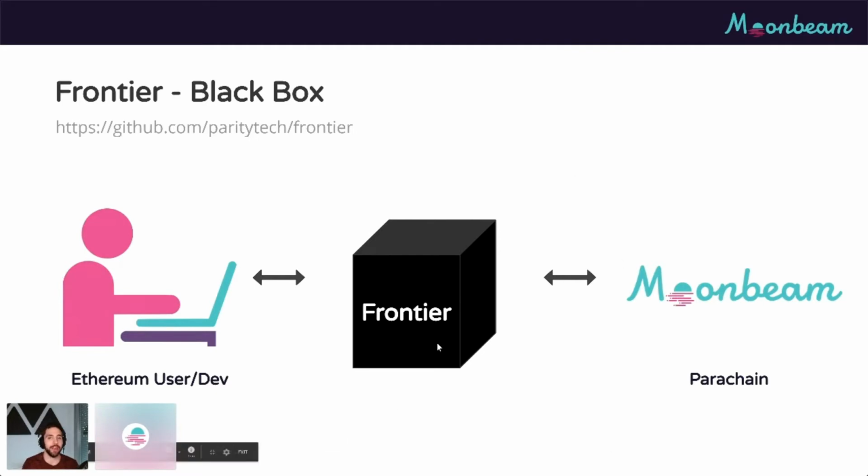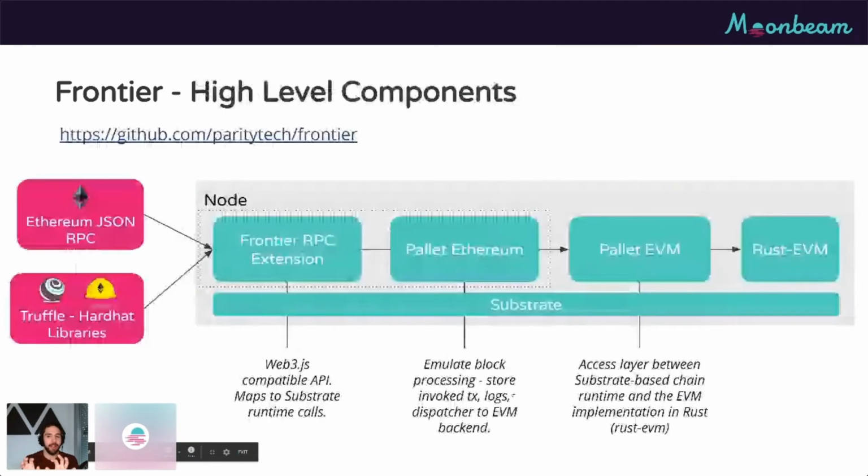So we got more or less clear on what Frontier is. So let's go into a little bit more complex definitions about Frontier, right? It's not too complicated, but just bear with me. On the left-hand side, we have the Ethereum JSON RPC that I mentioned before, or tools like Truffle, Hardhat, or libraries like Web3.js or Ethers.js, right? And what they will do is interact with the Frontier RPC extension, and they're going to send the regular Ethereum JSON RPC methods, like I mentioned before.